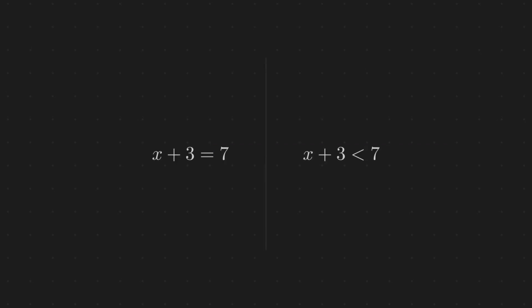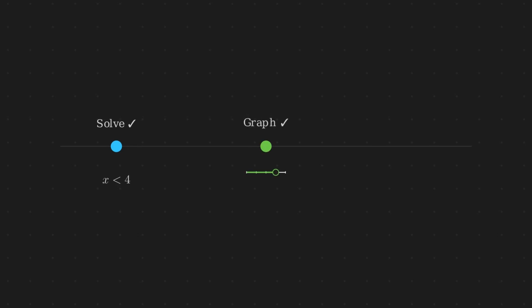Solving linear inequalities is very similar to solving linear equations. The only real difference is the flip rule. Whenever you multiply or divide by a negative number, the inequality sign changes direction. Now that you know how to solve, graph, and write inequalities in interval notation, you have everything you need to work with them confidently. Thank you for watching.